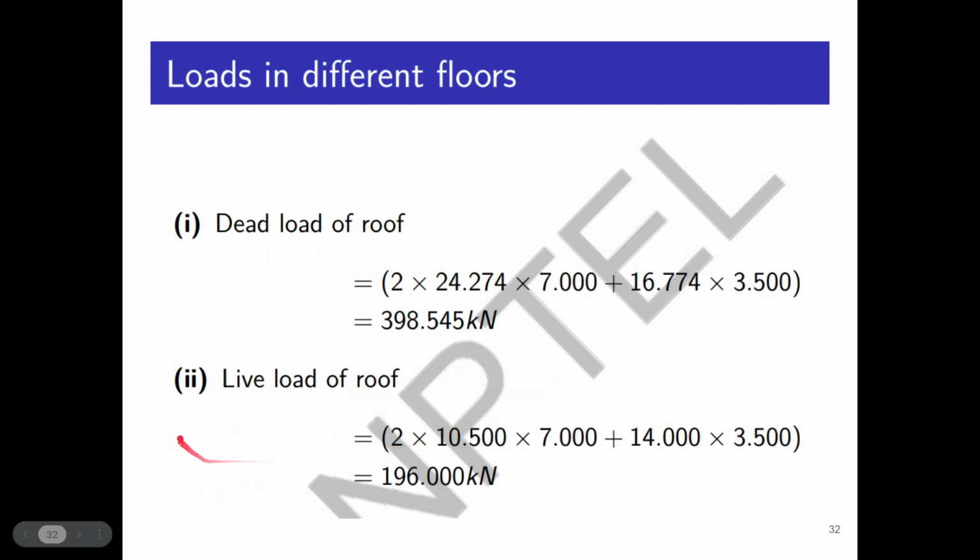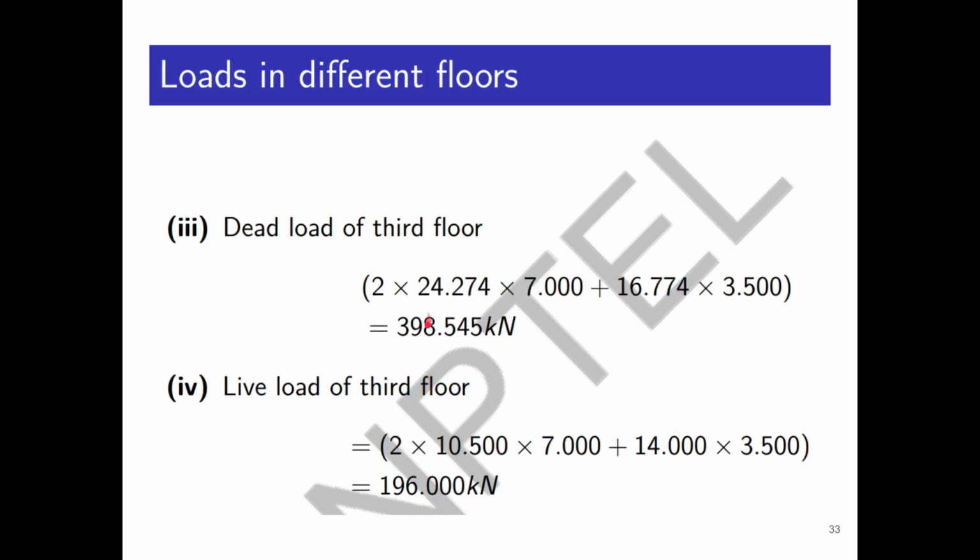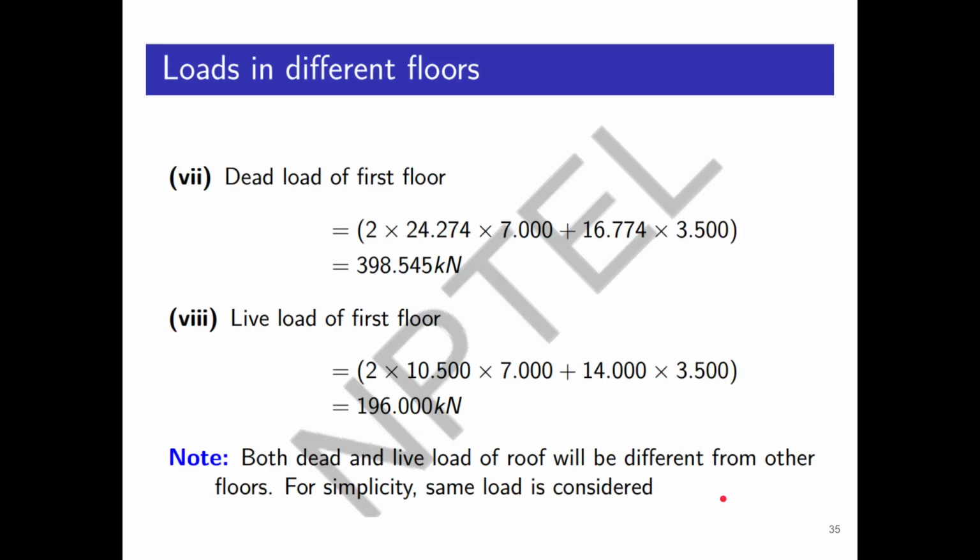Okay, and similarly, if you see the live load of roof, it's the same concept. So this is the load acting per meter length. It will be equal to 2 into 10.5 into 7 plus 14 into 3.5, so it will be 196 kilonewton. Similarly for the various floors, the load will be the same, because we have assumed everything to be uniform.